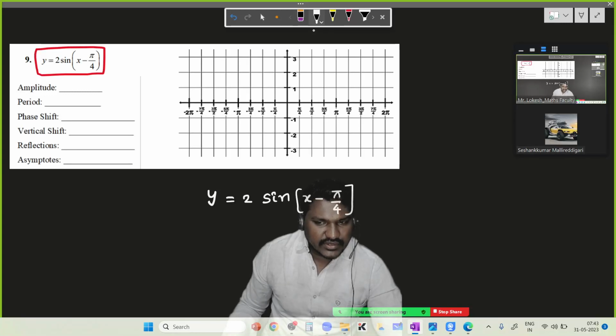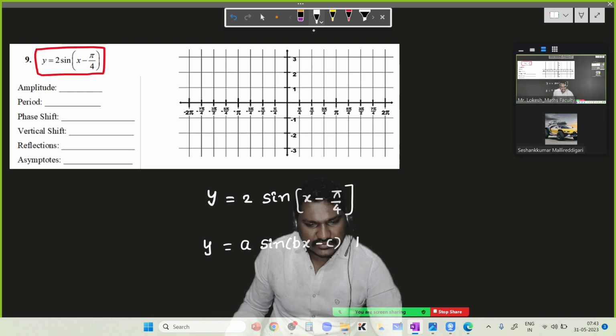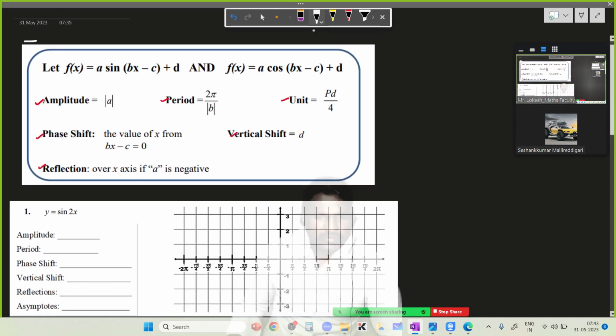The equation with the general form or standard form. Standard form is y equals a times sine of bx minus c, plus d. Okay, so I'll show you the standard form. The standard form of a function in sine is f of x equals a times sine of bx minus c plus d, and if it is a cos function, a times cos of bx minus c plus d.